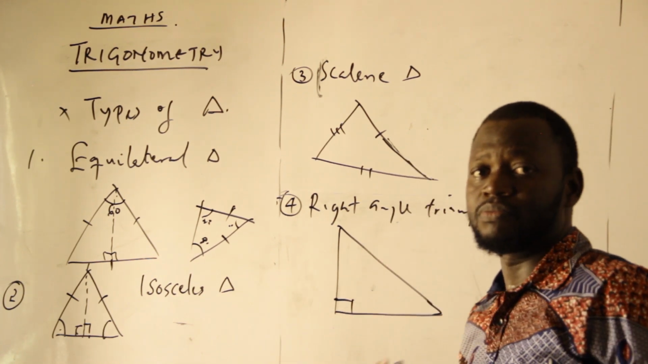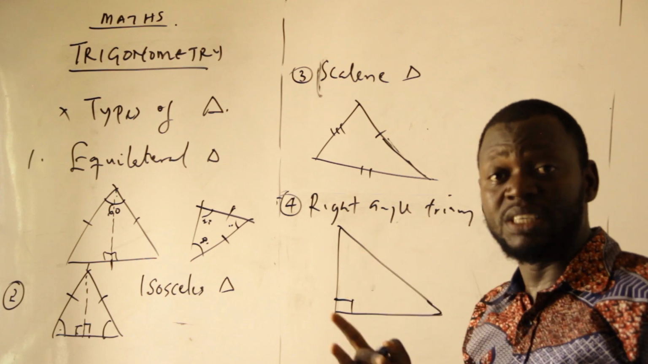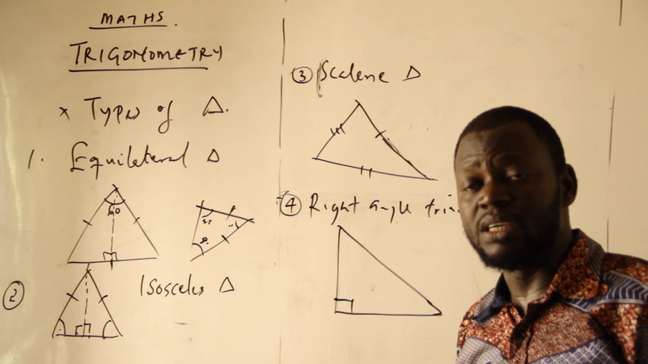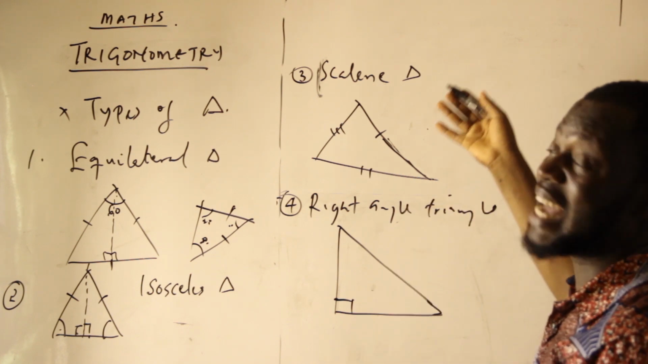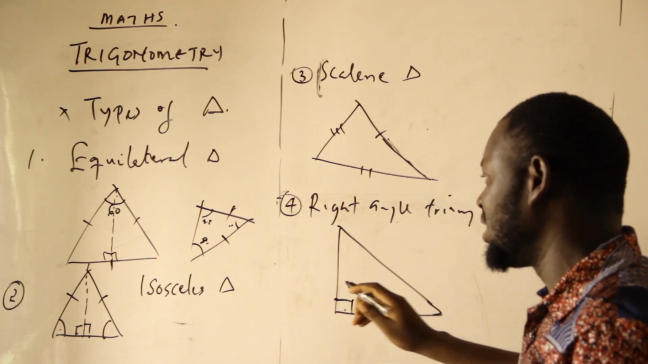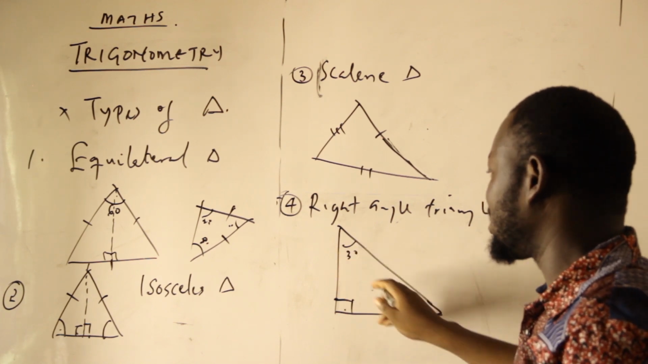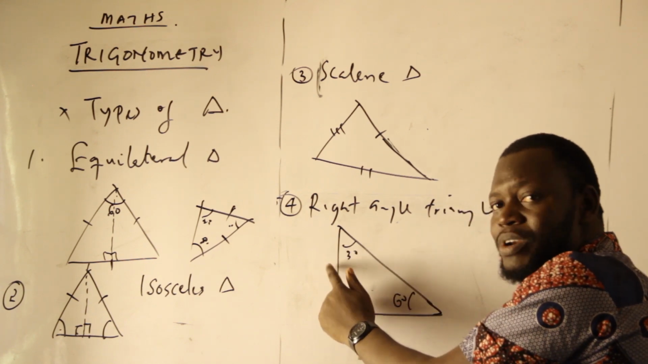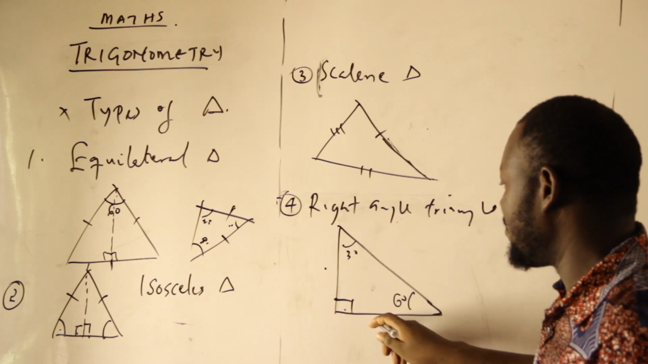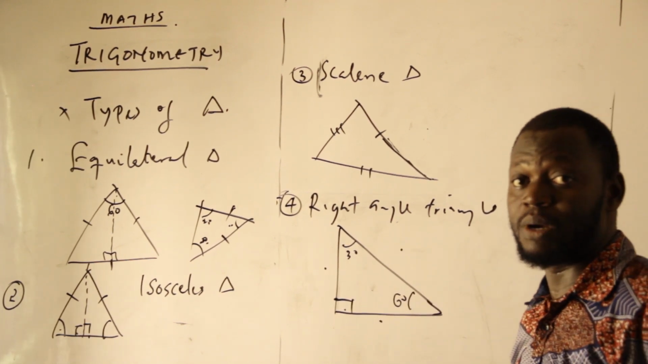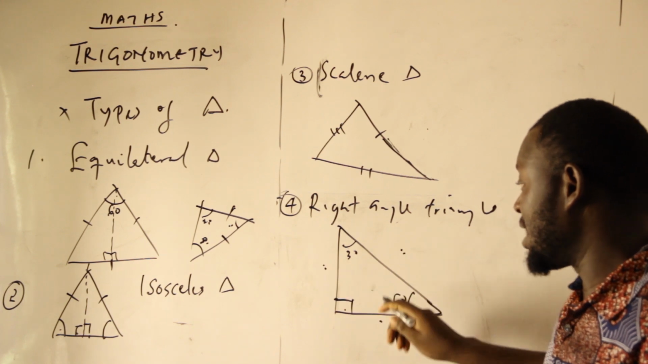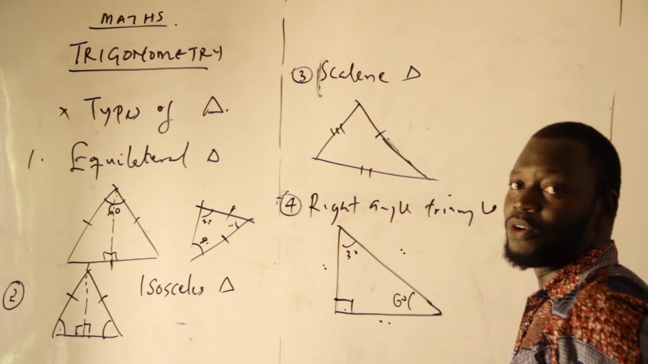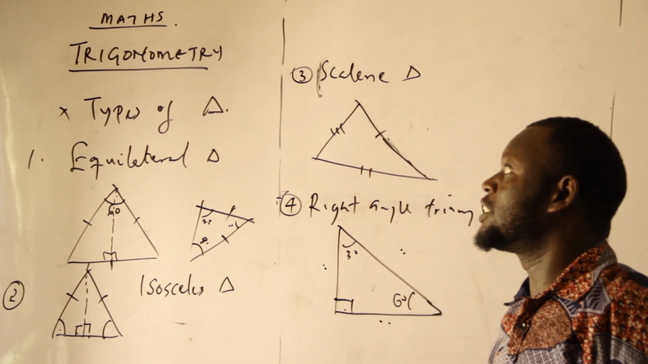But in scalene, we can as well have a right angle triangle, but it depends on the angle given. It depends on the side given. So if you have this 90 degrees, and this is 30 for instance and this is 60 for instance, definitely this is a scalene triangle that is right angle, because this is different from this and as well different from this. That's what I'm saying. So if this is not the same thing as this and it's not the same thing as this, we can consider this to be a right angle triangle and as well a scalene triangle. So that is the basic introduction to this.